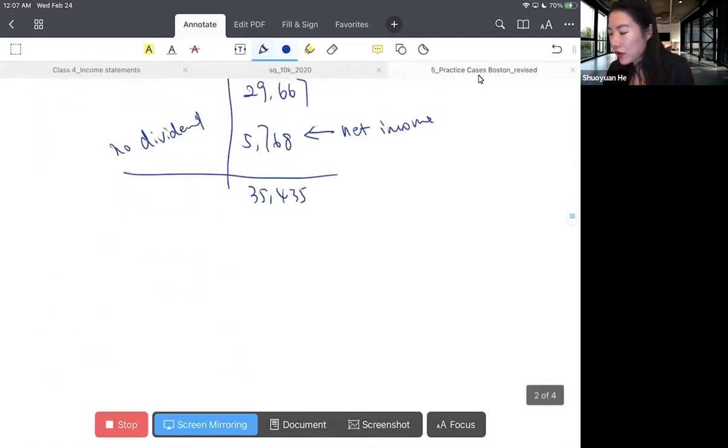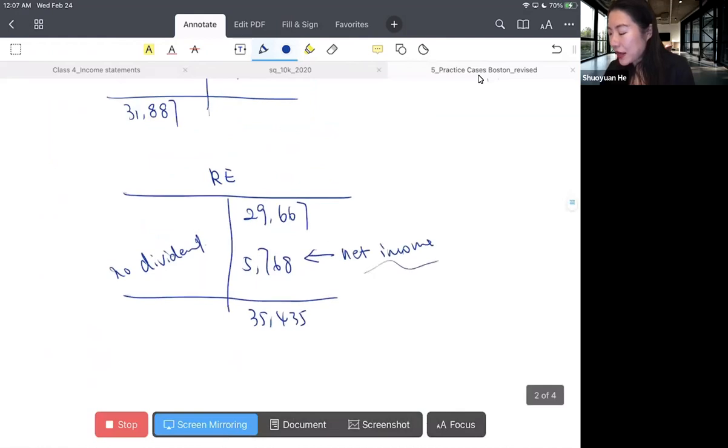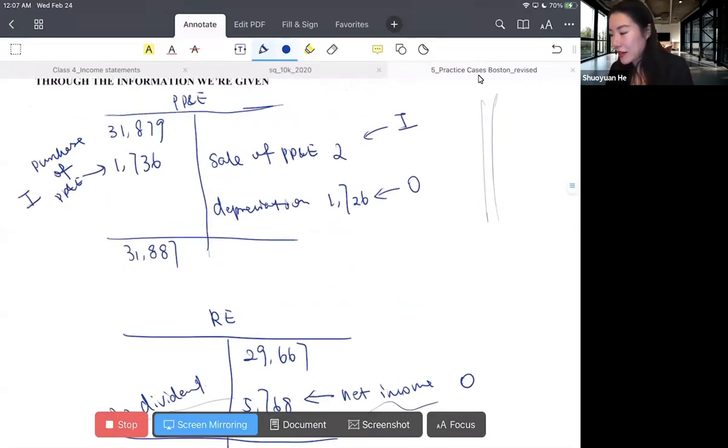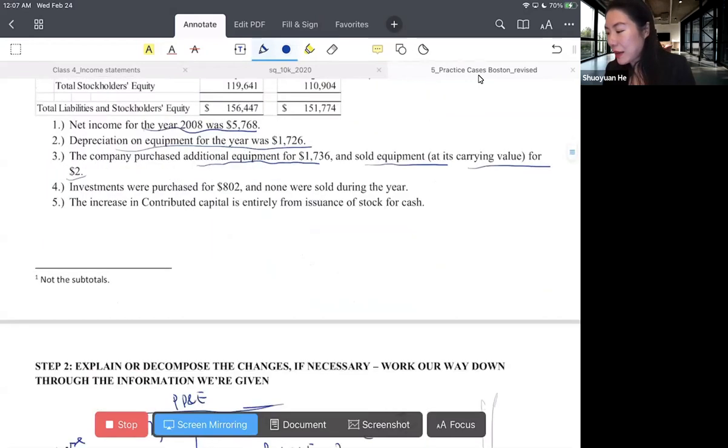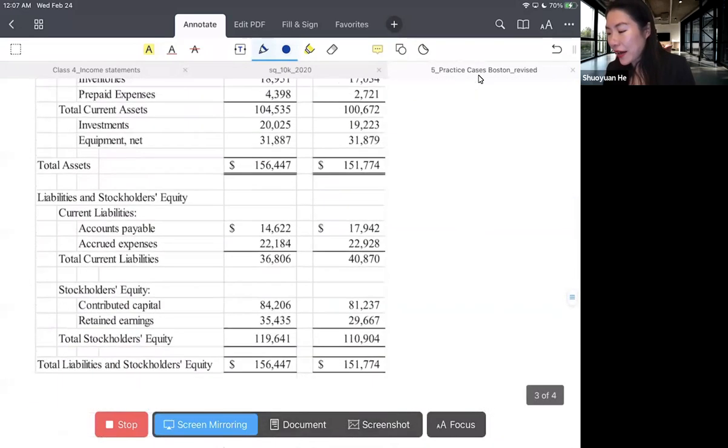Retained earnings. As you can see here, net income is operating. And because there's no dividend, there's no financing activity here. So all of the retained earnings in this situation are operating. If the firm paid out any dividend, then retained earning is both operating and financing. So this is the third step, to classify.